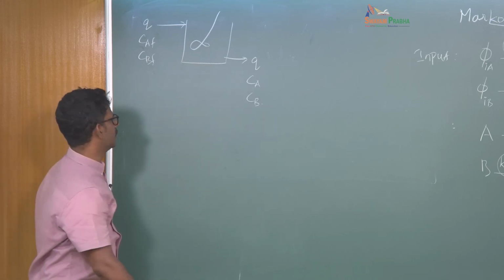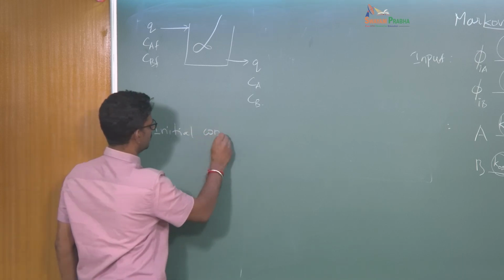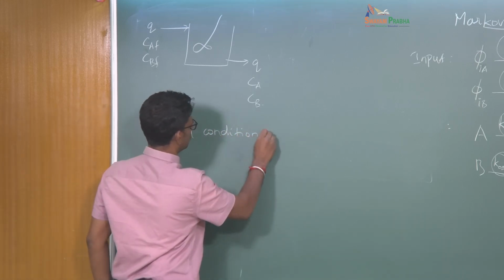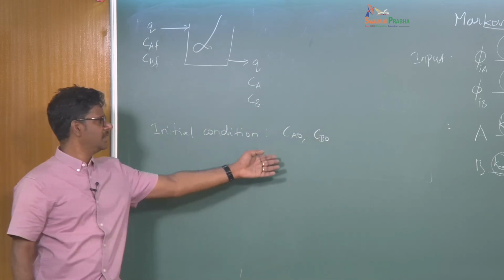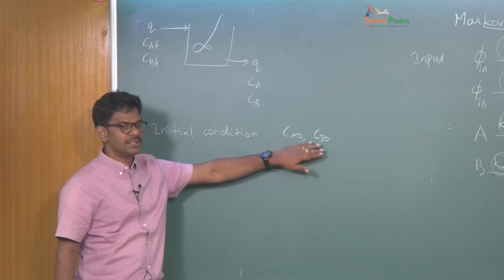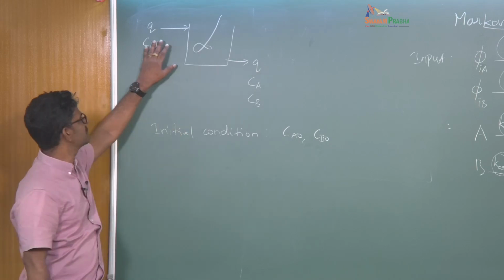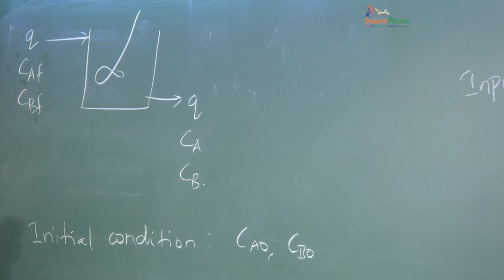This can be different from the initial condition present in the reactor. The initial condition we will define as CA naught and CB naught, or if you want to work with the number of molecules, NA naught, NB naught. To distinguish between this initial concentration in the reactor versus the feed, I am using CAF and CBF. These are all feed concentrations, and they can be different. One of them can be 0, that's also fine. CBF can be 0, for example.